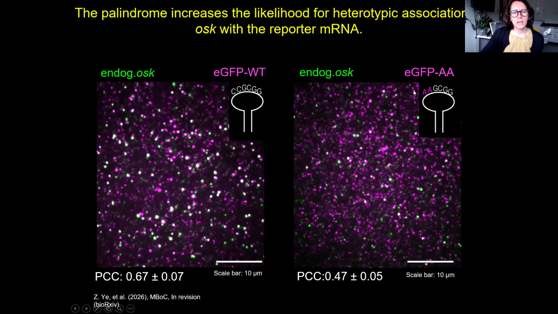But when we mutated the first 2 cytosines to adenosines in this palindrome, this was sufficient to really reduce colocalization between the transgenic RNA and the endogenous RNA, really indicating that this base pairing is not only important for formation of dimers and oligomers of this RNA, but it's also very important for driving compositional specificity of these clusters.